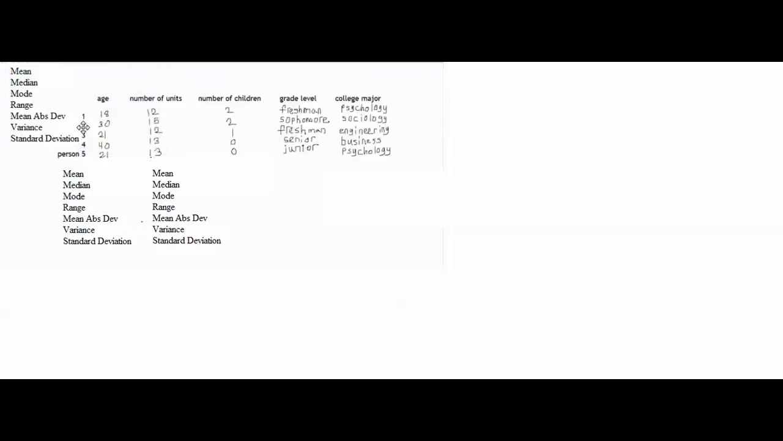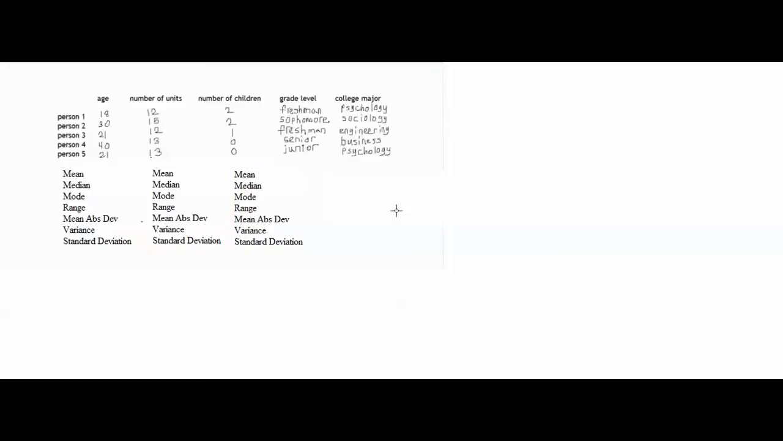So after we're finished calculating the values for the age column, we can move on and calculate all of the same values for the number of units column. And they're not going to necessarily come out to the same number that they did over here. For example, the mean of this column isn't necessarily the same as the mean of this column, and the median of this column isn't necessarily the same as the median of this column. We could then calculate all of the values over again for the number of children column.